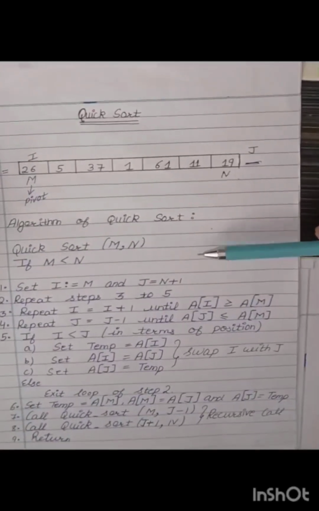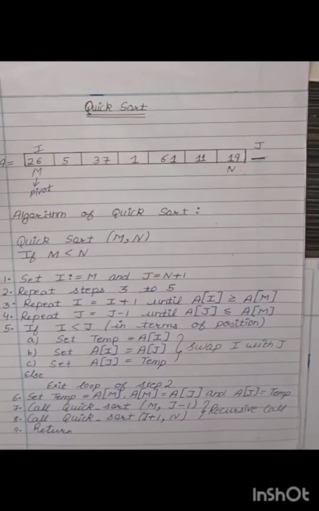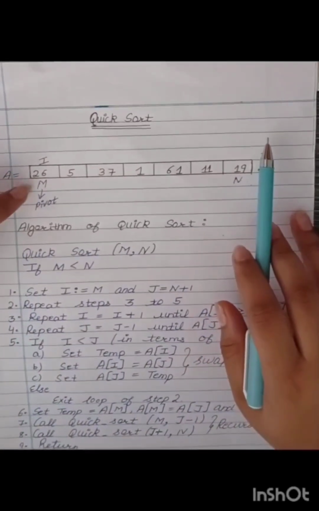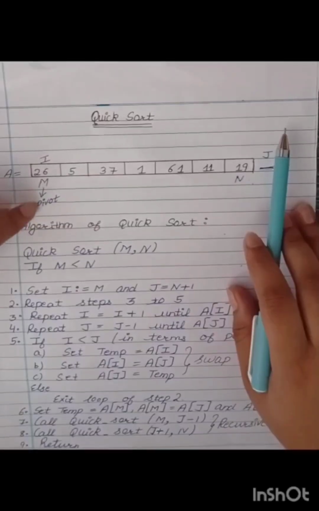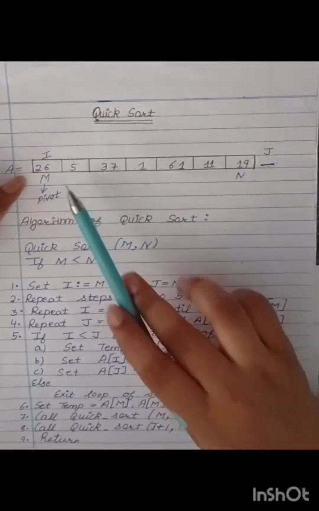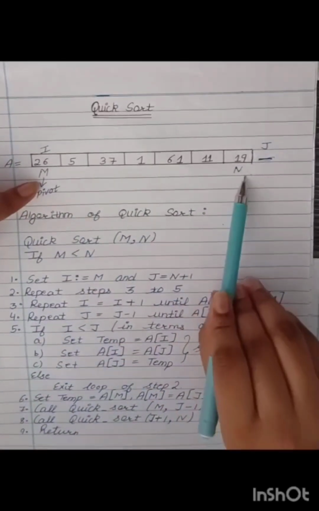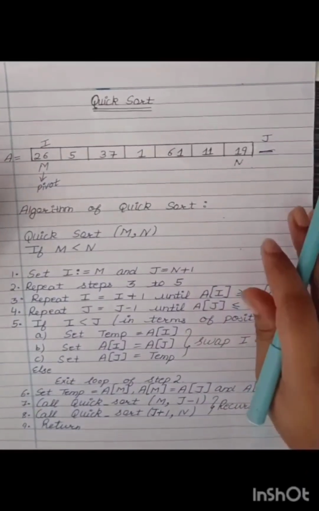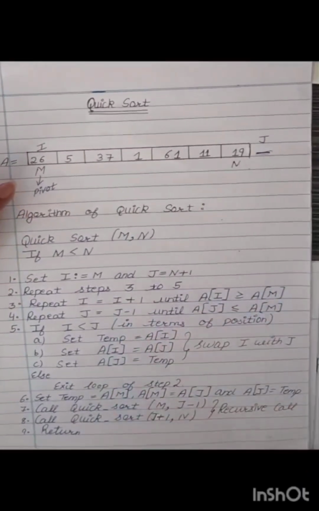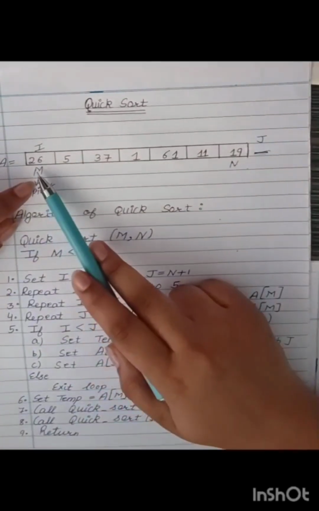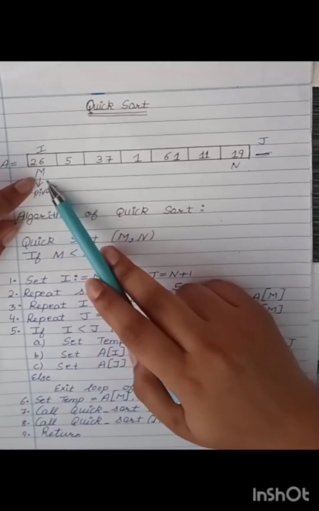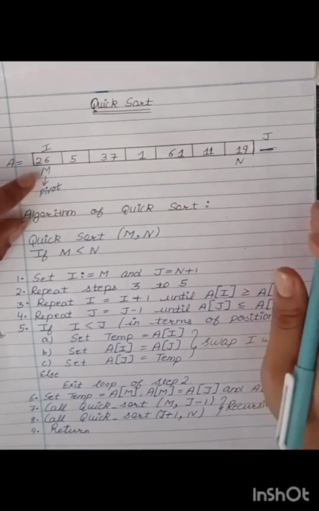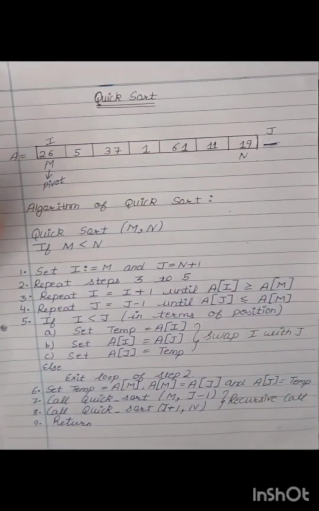So the simple explanation of this algorithm is, first, we have to select the element of array A of m as a pivot, where m is the starting index and n is the ending index of the part of the array which we are solving. And we have to set pointers where i is equal to m and j is equal to n plus 1. Then we have to find values to swap.